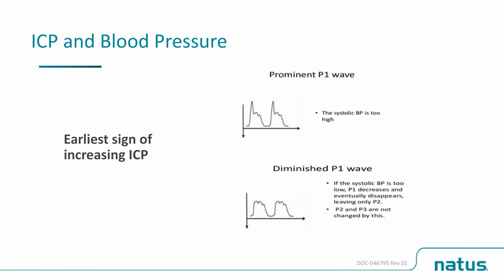Now I know what you're thinking. If I'm looking at a P1 wave that is below a P2 and P3 wave, how do I know if it is because the blood pressure is too low or there is a loss of compliance? That takes a little bit of weeding things out.